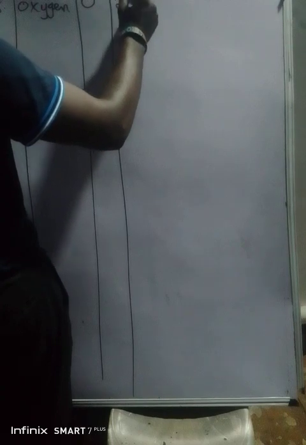So the next one, number 8, which is oxygen. That's the next one to talk about now. The symbol of the atom of oxygen is O. Then the configuration of oxygen is what? 2, 6. Good. 2, 6.